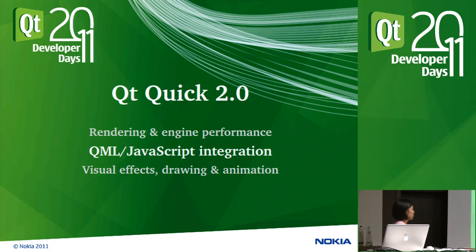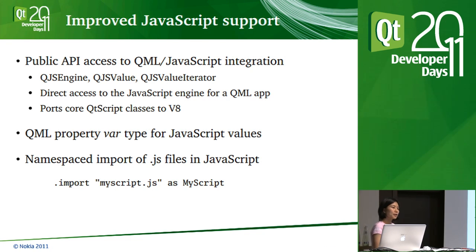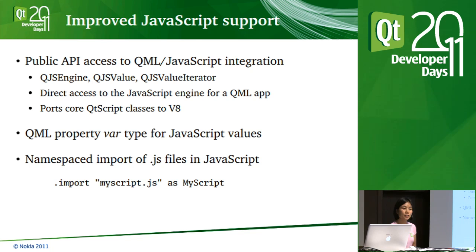Let's look at some of the QML and JavaScript integration features. So in QtQuick 2, you can now directly access the JavaScript engine for a QML app. We've got these new classes called QJSEngine, QJSValue, and QJSValueIterator. And basically, if you're familiar with QtScript and you know the classes called QScriptEngine, QScriptValue, and QScriptValueIterator, these are the three classes that basically port those to the V8 used in QtQuick 2, since we're not using JavaScriptCore and QtScript anymore.